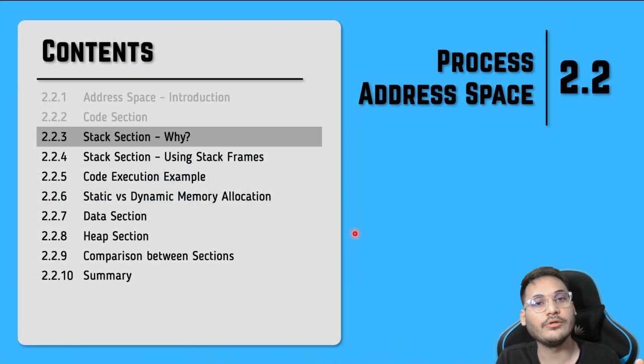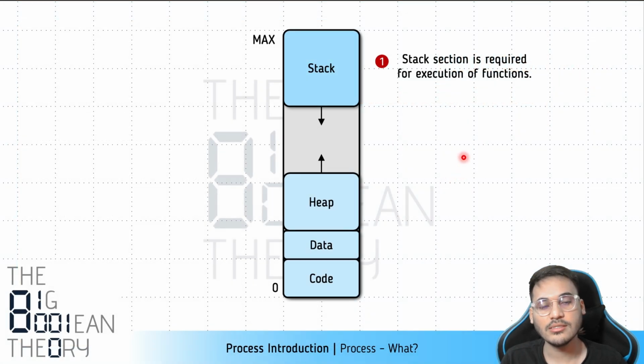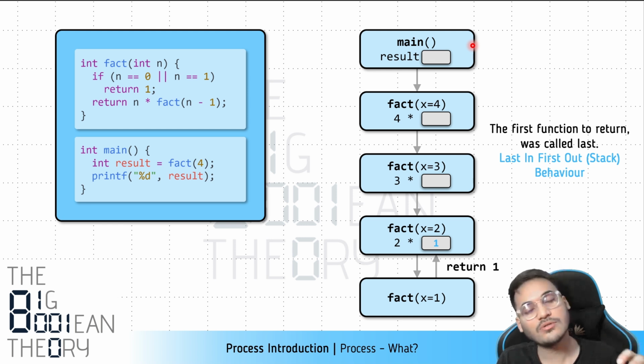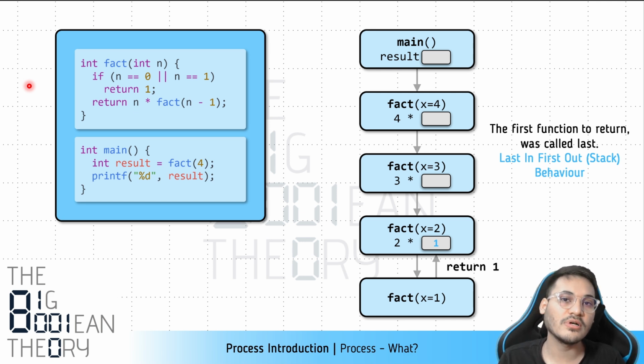Then the next two videos focused on the stack section, right? In the stack section, first of all, we understood why we need it. We studied that the purpose of the stack section is that it is required for the execution of functions, right? If you look carefully at the execution of any program, first of all, your program is a collection of functions, and your program execution is basically a sequence of function calls.